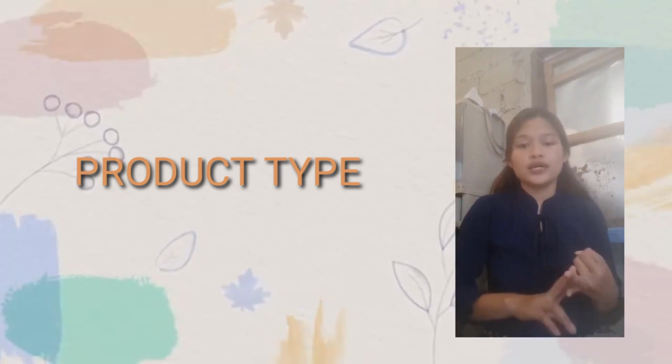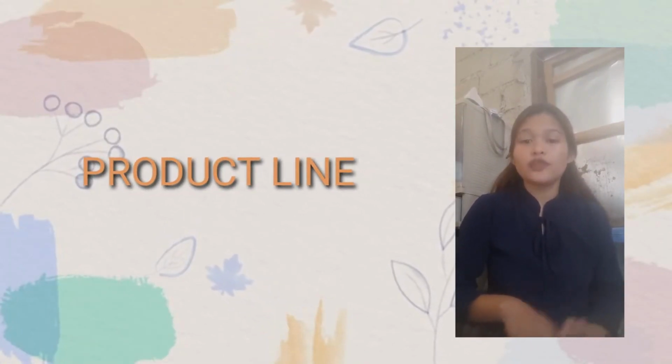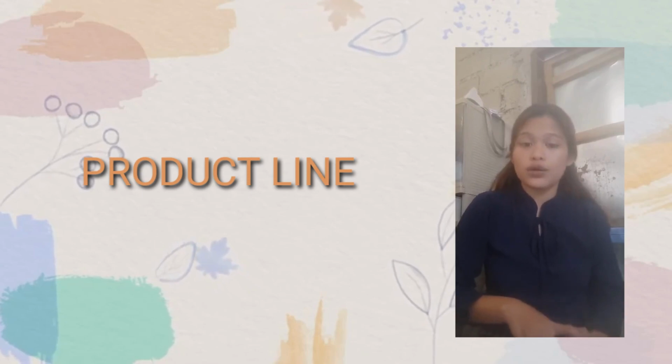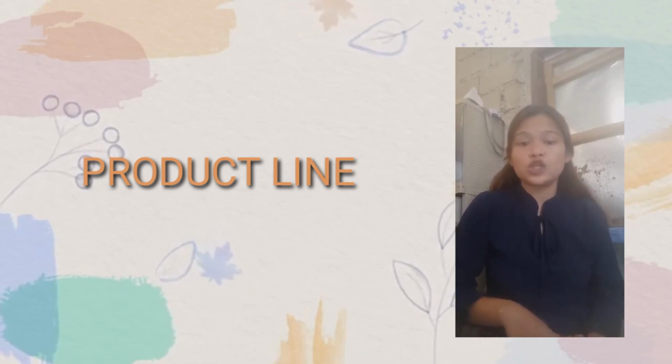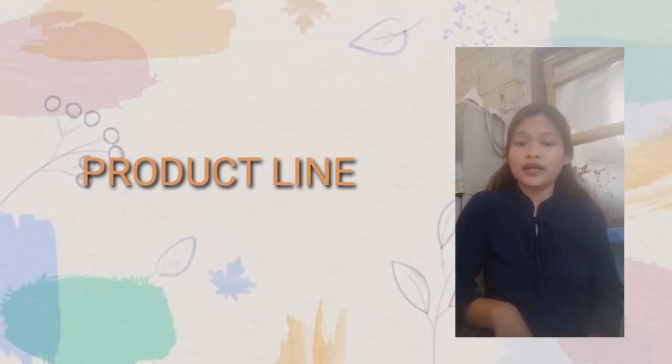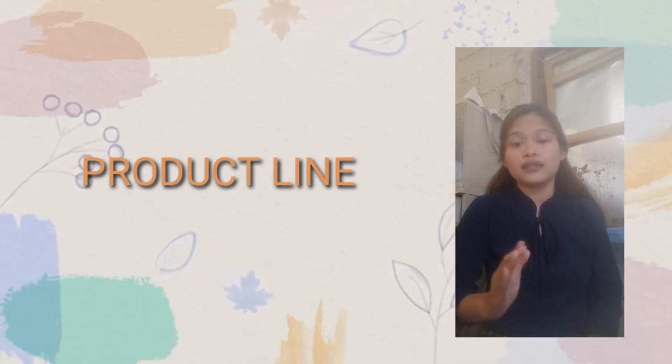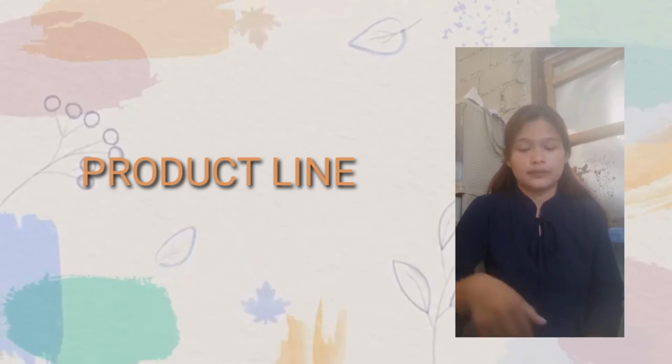Number 2 is product line. What form or category does the product fall into? So, it is a group of connected products marketed under a single brand name by the same company.